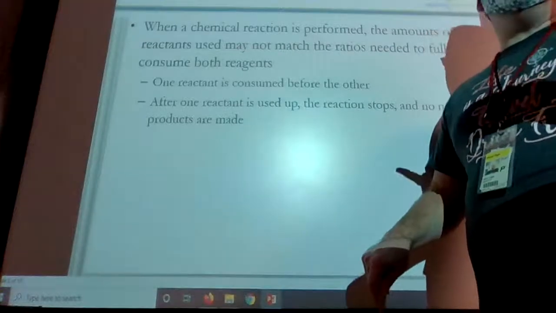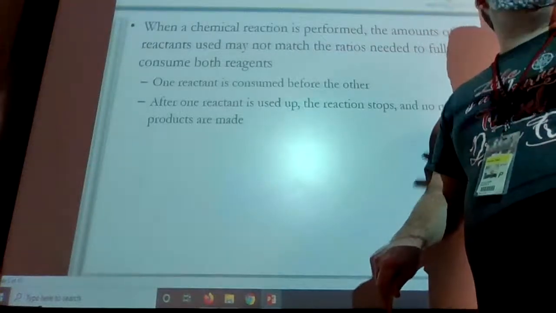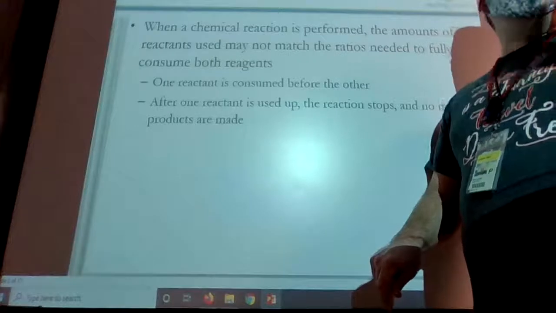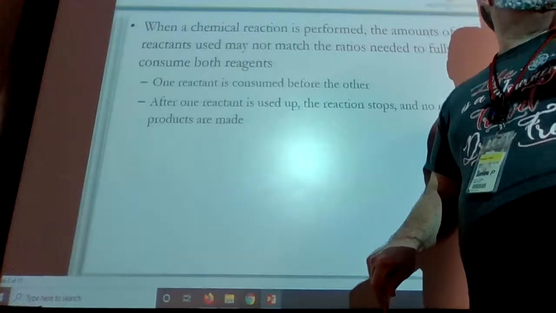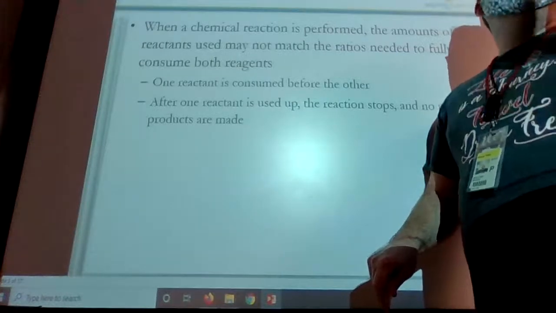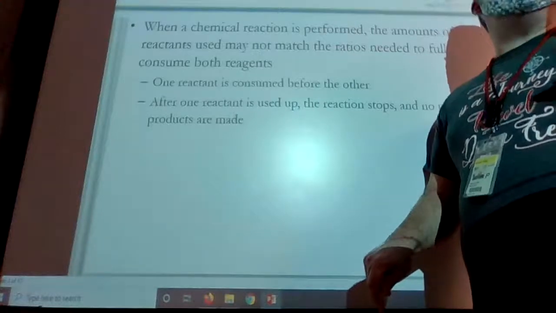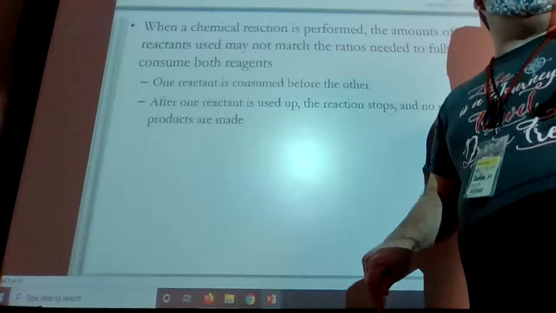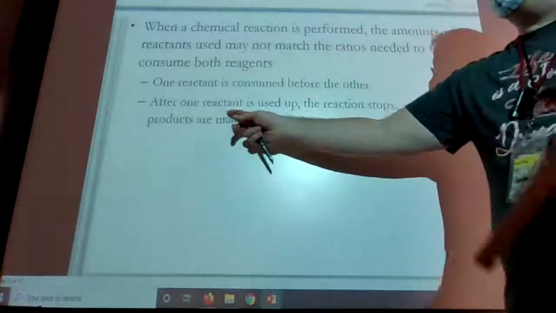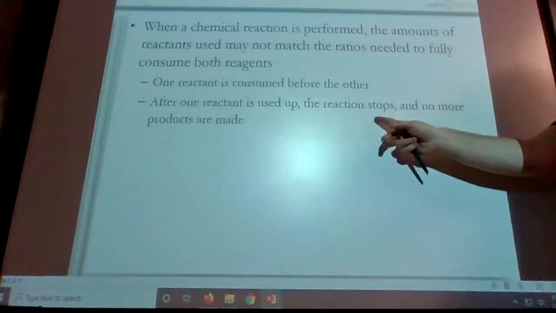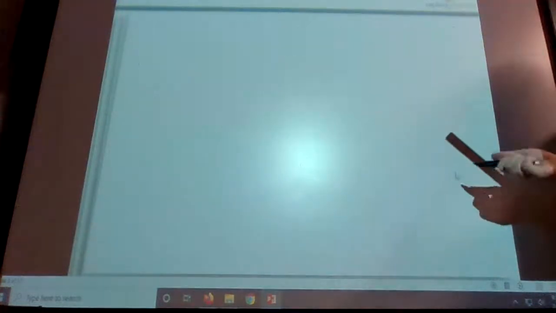I gotta have something to burn, and I gotta have oxygen to feed that fire. If at any point in time one of those things runs out, I either run out of fuel or I run out of oxygen, now my fire's done. My fire's gonna go out because there's no more reaction happening anymore. Same thing here. If I run out of a chemical, the reaction stops and no more products are made.